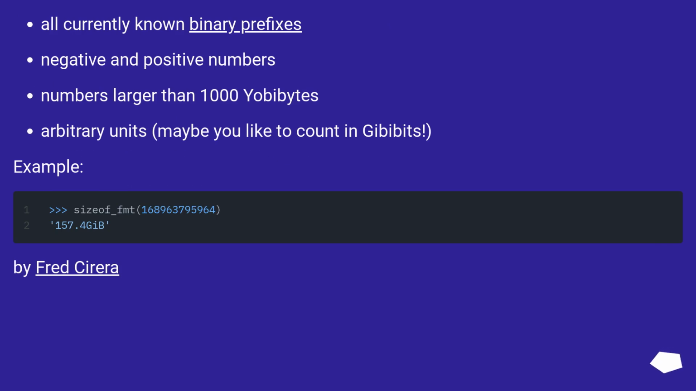all currently known binary prefixes, negative and positive numbers, numbers larger than 1000 yottabytes, arbitrary units, maybe you like to count in gigabits. Example by Fred Serrera.